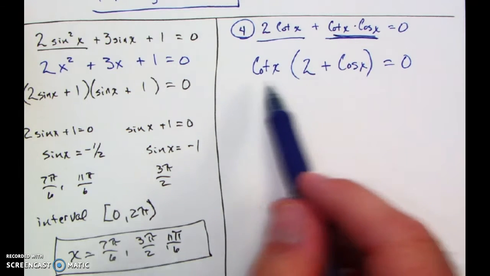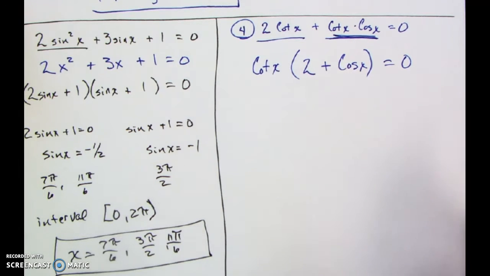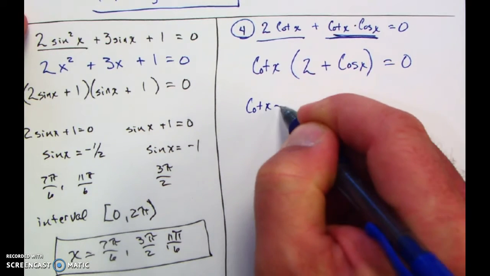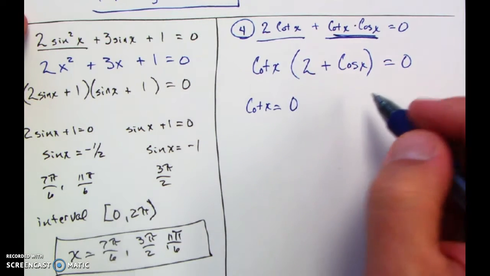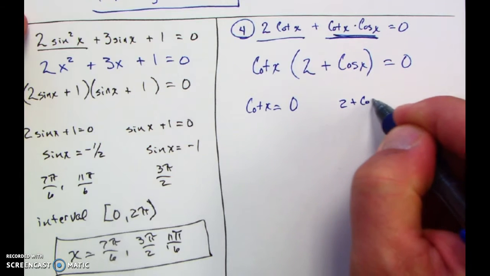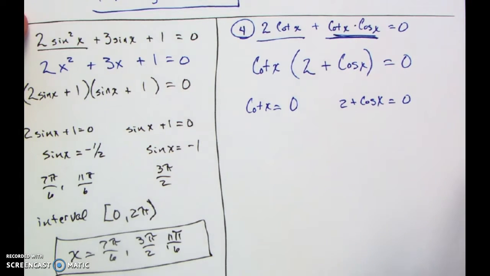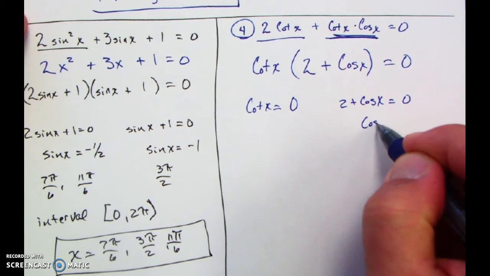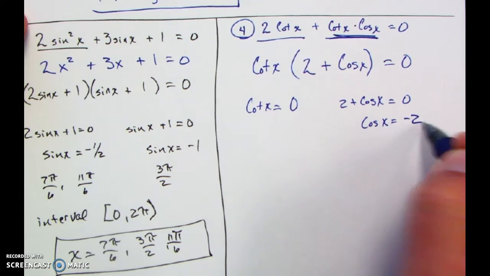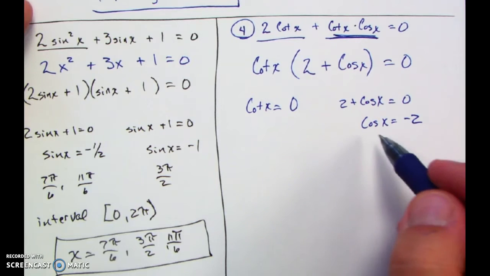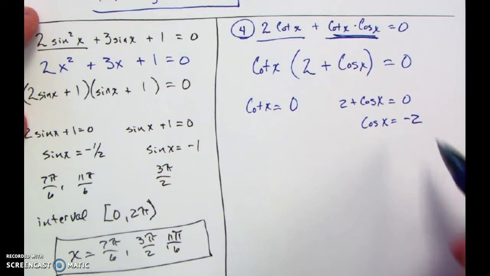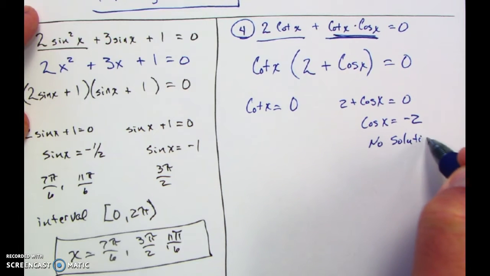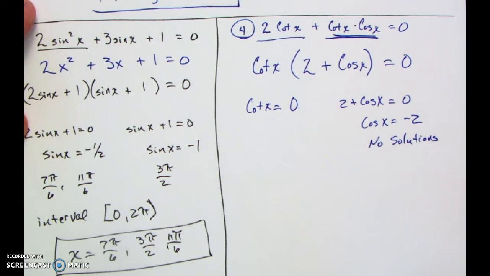And so then the product of them is equal to 0. We can set each of these equal to 0 and solve. So either the cotangent of x equals 0 or 2 plus the cosine of x equals 0. Well, let's see, in solving this, if I subtract the 2 over, we are saying that the cosine of x is equal to negative 2. And remember, cosine values go from negative 1 to 1. So there are no solutions for that side of our problem.